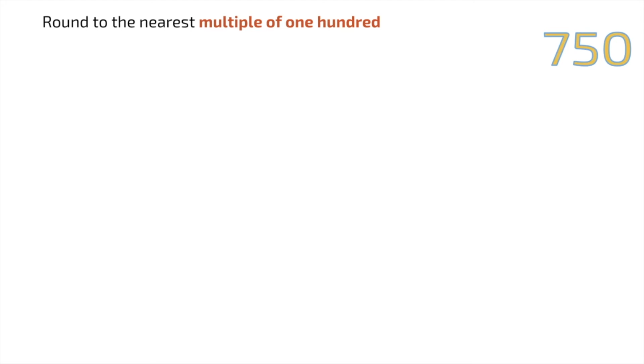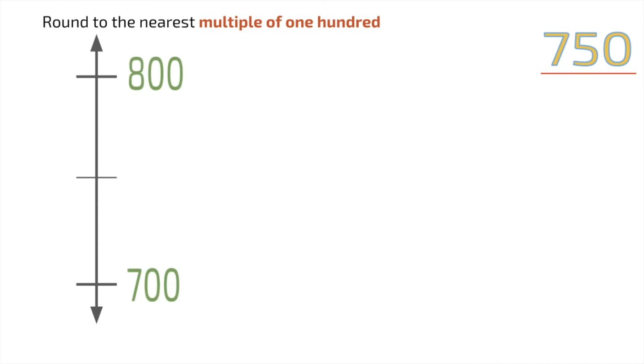Round to the nearest 100 again. So I'm gonna underline up to the hundreds place. Pushing, that's the whole number. I am looking for what is 750 in between. Well, it's more than 700 and less than 800. Boom. Right in the middle of 700, 800 is 750.